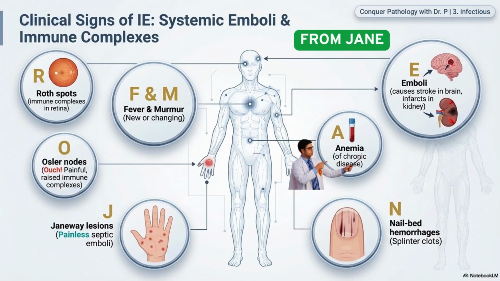A is for anemia of chronic disease. N for nail bed hemorrhages, also known as splinter hemorrhages. And E for emboli, which can cause a stroke in the brain or infarcts in the kidney.